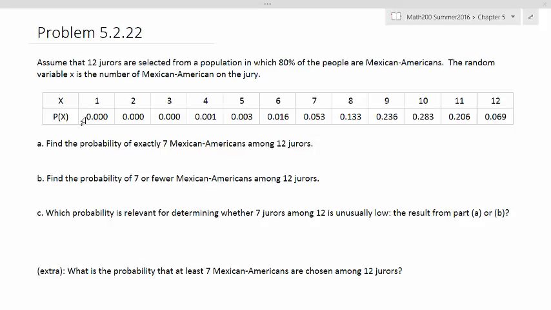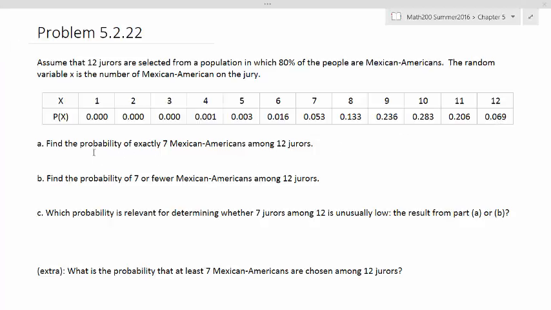So the probability that you'll get one Mexican American in a jury of 12 is pretty close to zero. Not exactly zero, but it should be a really small probability. And then the probability that you'll get all 12 jurors to be Mexican American would be about 7%.